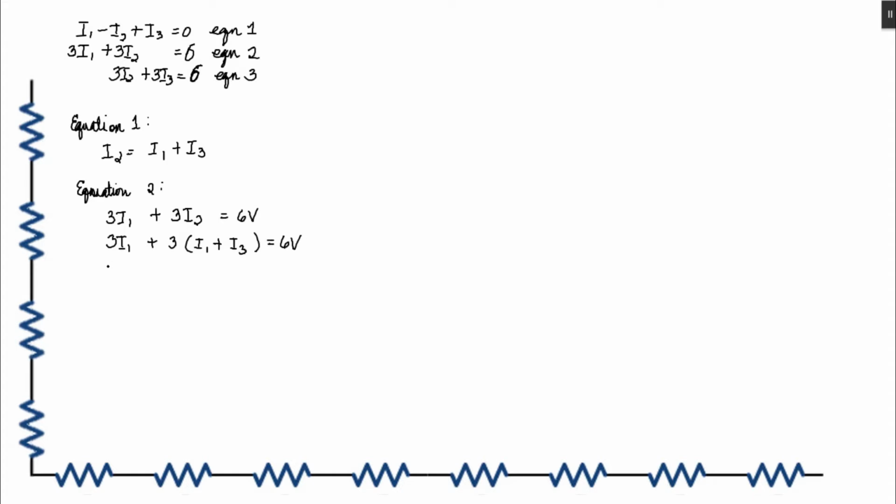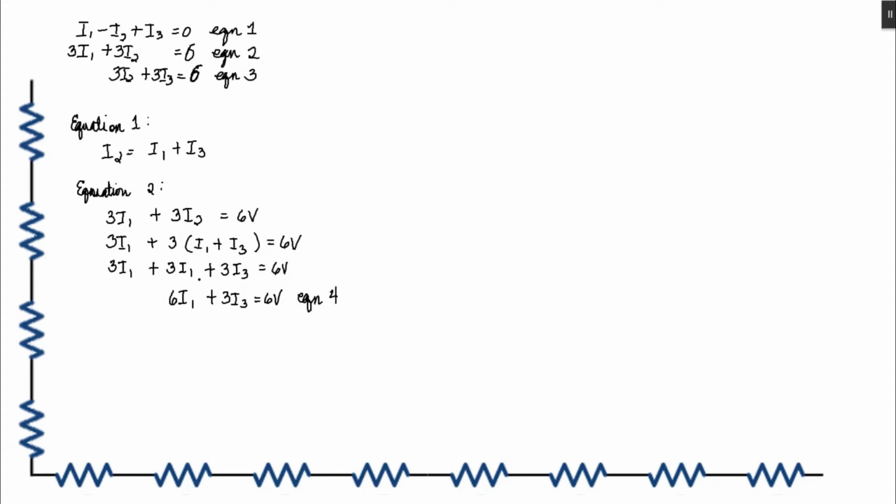So, after that, distribution lamang po. So, 3 I sub 1 plus 3 I sub 1 plus 3 I sub 3 equals 6 volts. Then, combining like terms, so 3 plus 3, I sub 1, that's 6 I sub 1, plus 3 I sub 3 equals 6 volts. And this serves as our equation number 4.